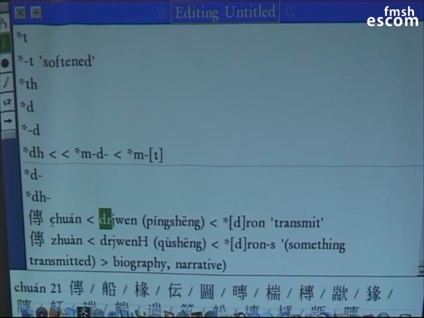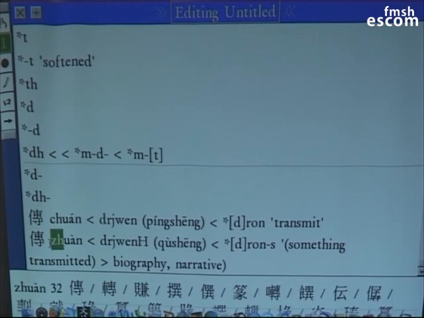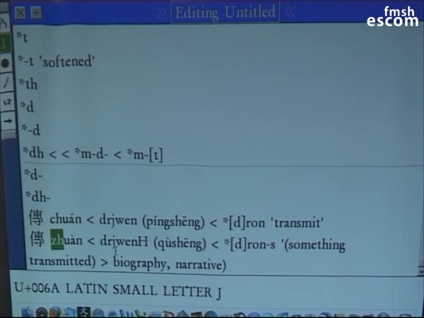is what we have over here, right? The CH is the aspirate initial. If it's in any tone other than Pingsheng, then it will be unaspirated, that's this, and whatever the tone reflex would be, in this case, Qusheng. Now, each dialect has its own way of treating the voiced series if it has lost it. So aspirated in Pingsheng, unaspirated everywhere else is characteristic of Mandarin dialects.